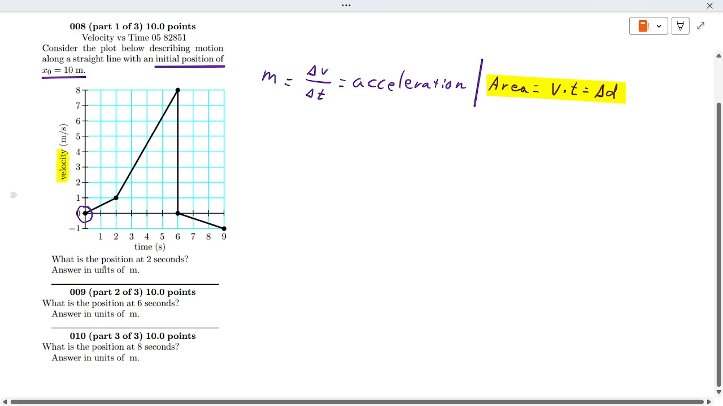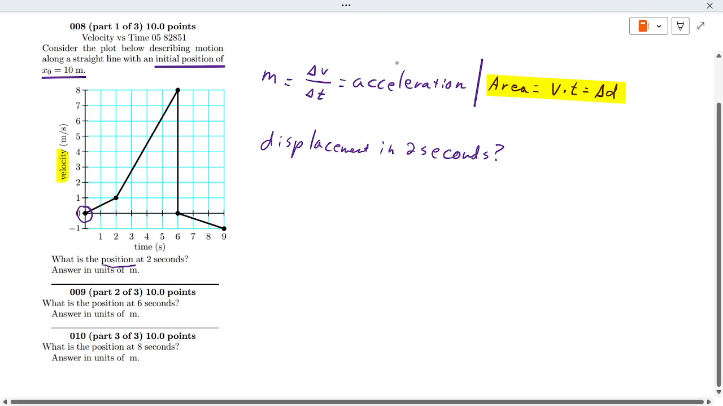And it says, what is the position at 2 seconds? Now, if this were a position time graph, we would just look at the point. That is not what we're going to do in this case. What we need to do is determine how far it has been displaced. So, how far has it been displaced in 2 seconds?